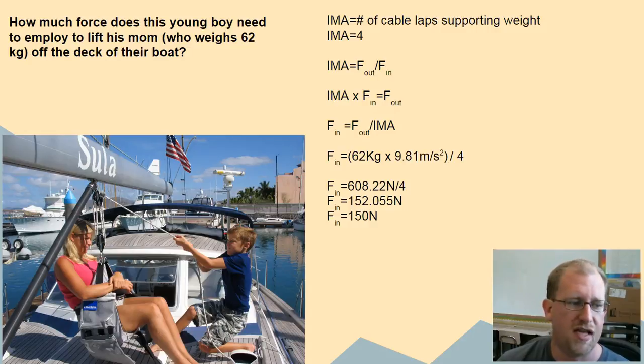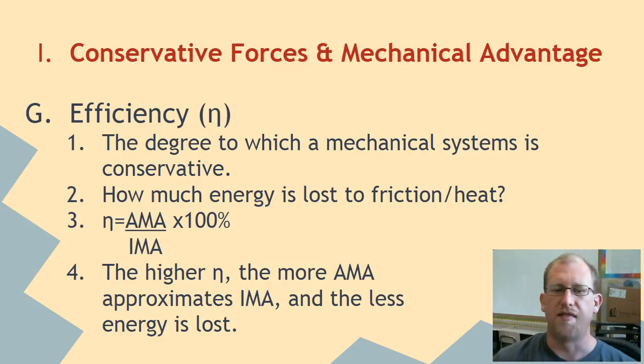Okay? If you need to see any of those again, pause the video, go back, and look at them as many times as you need, or you can post some questions below, and we will deal with them tomorrow in class. One last concept, and that is the idea of efficiency. Efficiency is the degree to which the mechanical system is conservative. So we're going back to the concept of conservative energy here. Mechanical advantage, in an ideal sense, ignores friction. In an actual sense, we have to know that friction exists.